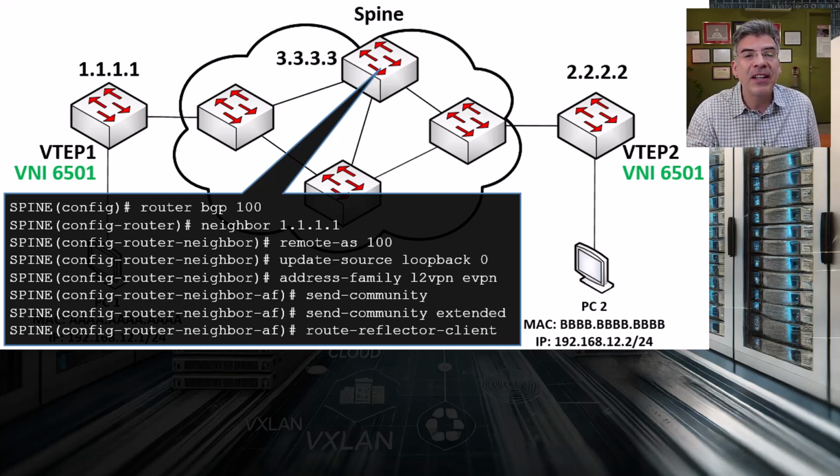Now the next thing we're going to do is take a look at the spine switch configuration, and specifically we're going to look at the BGP configuration. This is where all of the MP-BGP magic takes place.